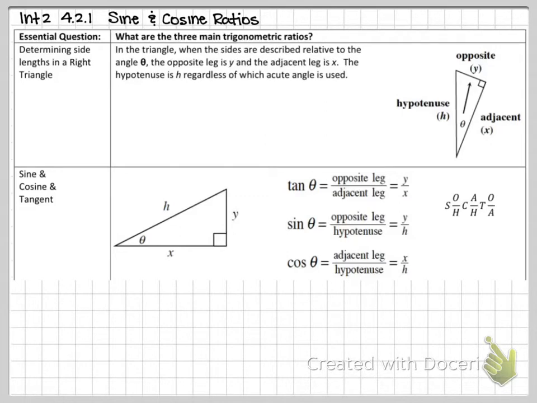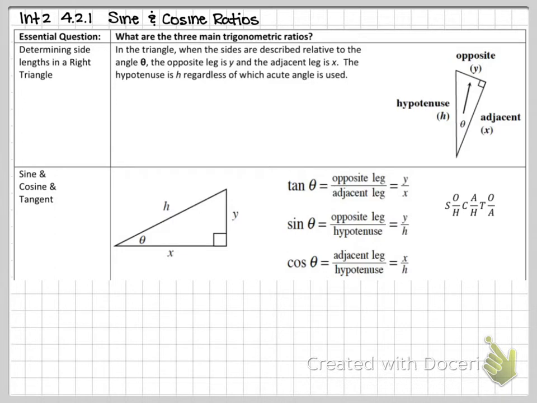So, integrated 4.2.1, now we're going to talk about the other two trig ratios that we're going to be dealing with this year. We've already talked about tangent. Now we're going to be talking about both sine and cosine. The key to this is being able to identify the side lengths with regards to the angle itself.